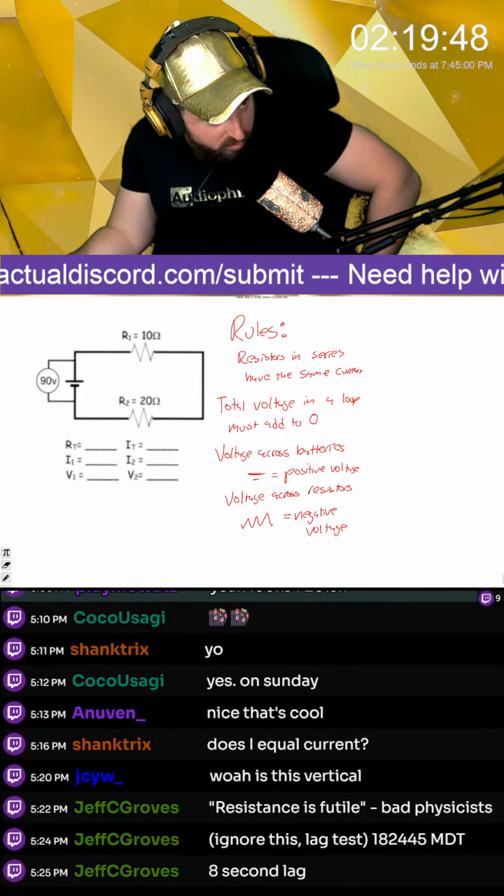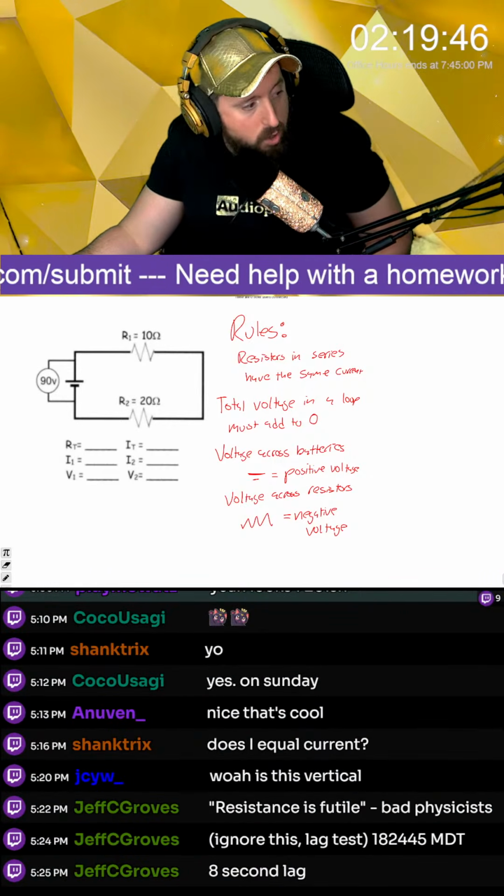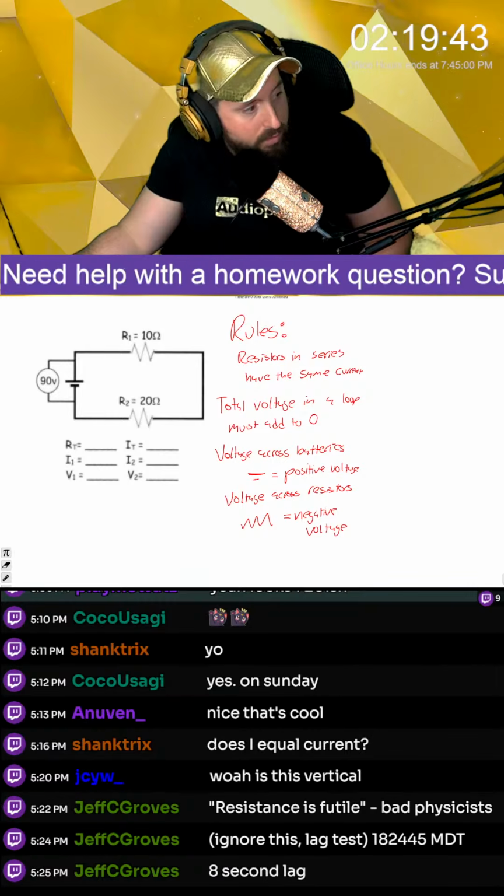Why is the voltage in a loop always 0? Why does it always add to 0? Yeah, that's called Kirchhoff's voltage law. That's the voltage loop law.